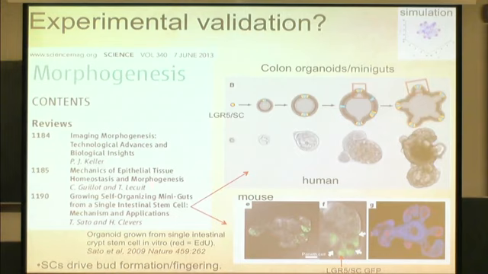There was a review paper in Science last year talking about morphogenesis. And one of the articles in there was about producing these colon organoids from a single stem cell. In this paper, they were talking about human, but Hans Clevers' group did it a little bit earlier with a mouse, with similar results. The key is what you're mixing into the environment to get things to grow.